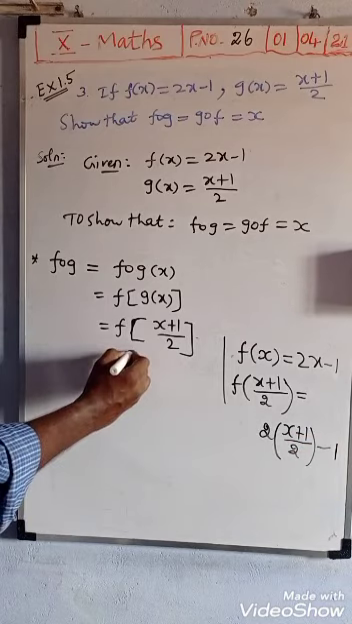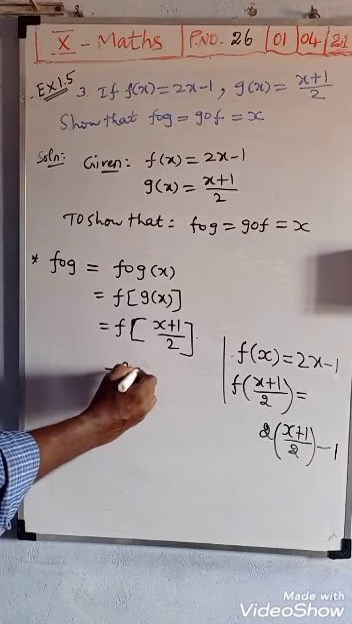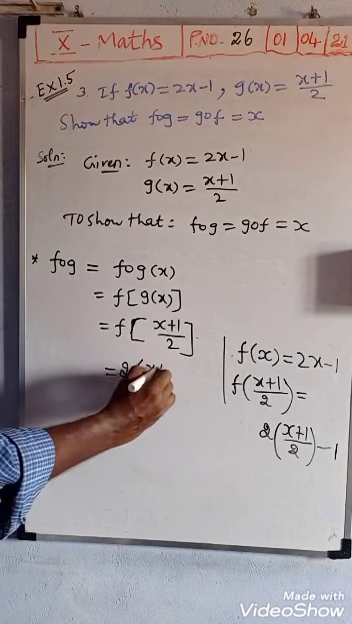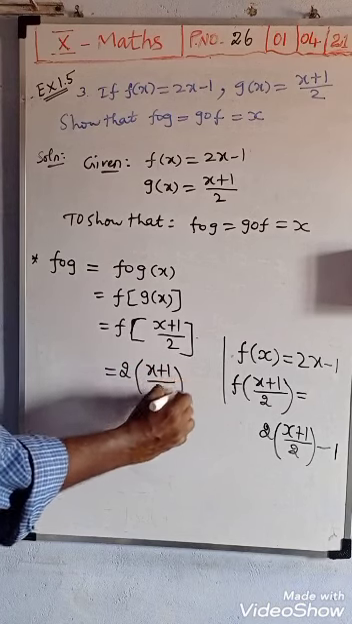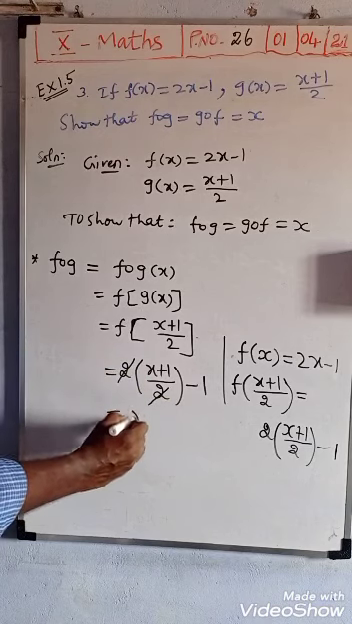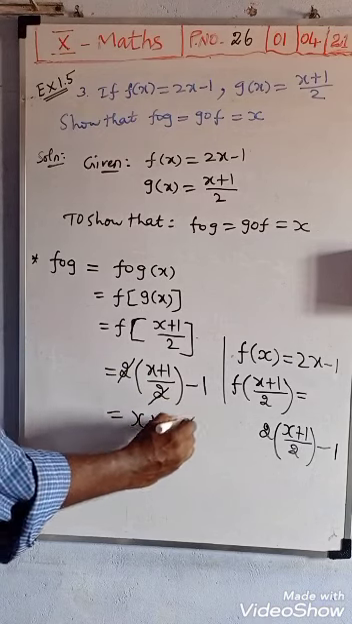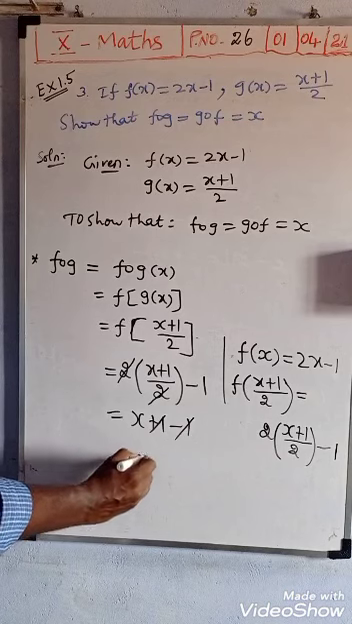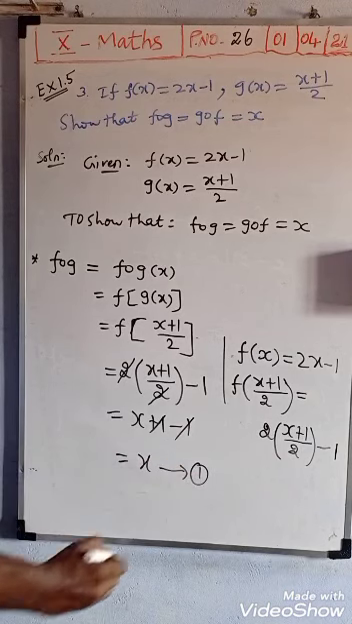So that you should write, this is the value of f of x plus 1 by 2. So 2 times (x plus 1 by 2) minus 1. Now this 2 will get cancelled. So x plus 1 minus 1, plus 1 and minus 1 cancel, we will get x. So this is equation 1.